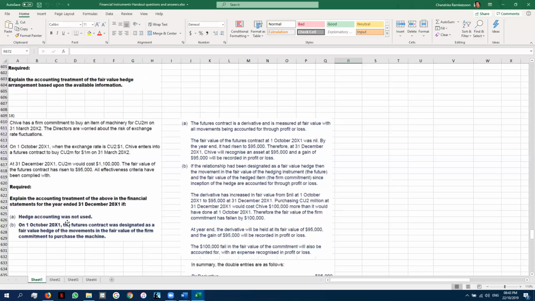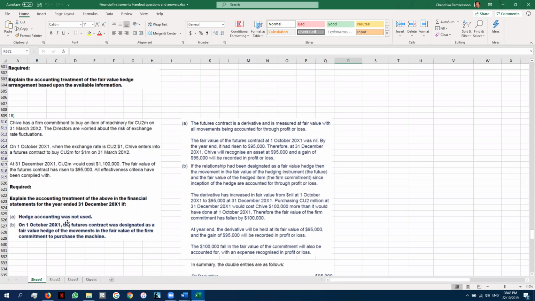Explain the accounting treatment of the above in the financial statements for the year ended 31st December. If one, hedge accounting was not used. Now you know what happens if hedge accounting is not used. Remember, there's just a one-way transaction then, as we saw with the gold example initially. B, on 1st October, the futures contract was designated as a fair value hedge of the movements in the fair value of the firm commitment to purchase the machine. So in the second one, we're using hedge accounting.